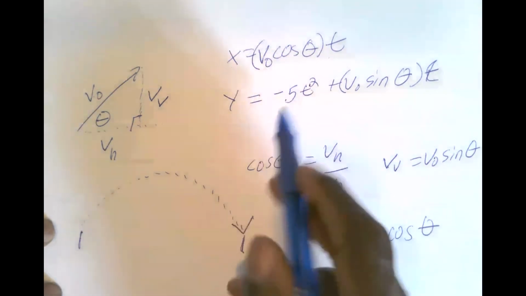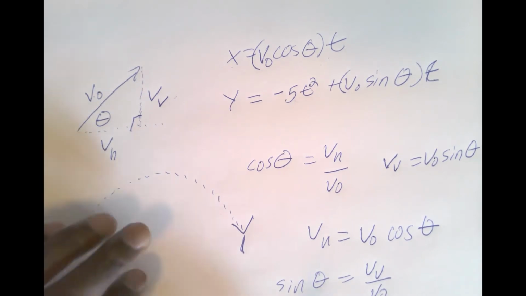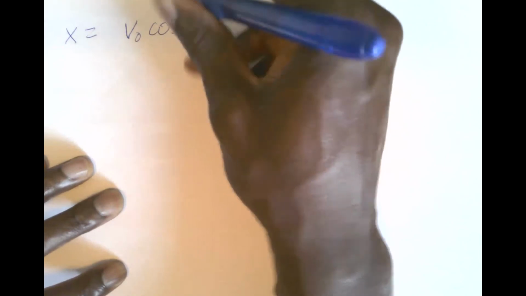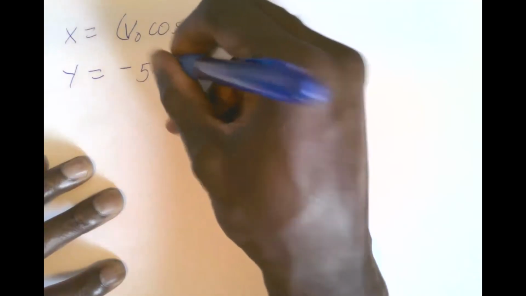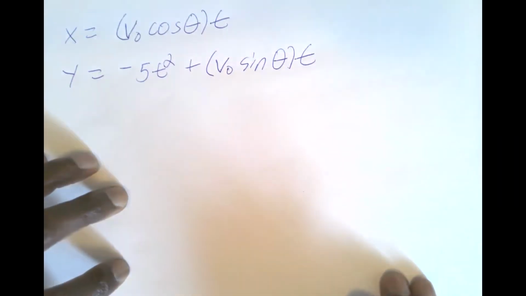So let me rewrite, since these were a little bit sloppy, and I really apologize. I'm just going to rewrite the x equation and the y equation, try to express those in a more neat fashion, and then dissect what to do next. So I'm rewriting a horizontal position function where x is v naught cosine theta times t, and I'm rewriting the vertical position function where y is negative 5t squared plus v naught sine theta times t.